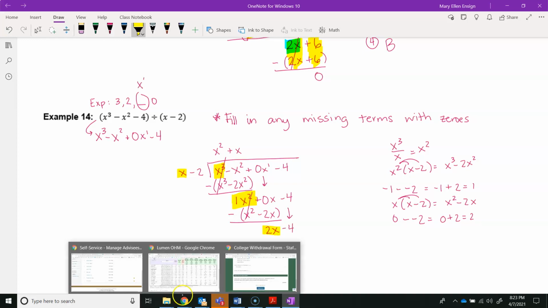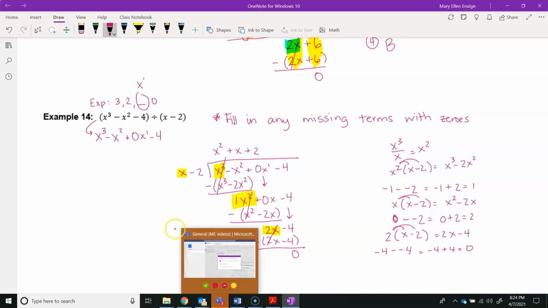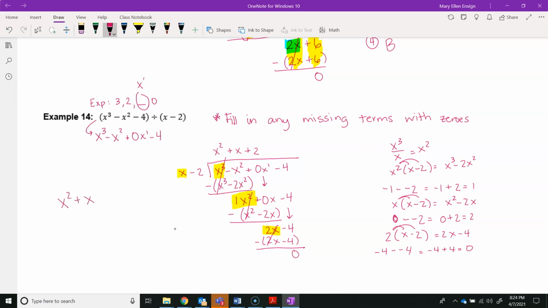And I do this one more time. 2x divided by x is 2, or you can think x times 2 gives me 2x. 0 here, not a 6. 2 times x minus 2 gives me 2x minus 4. 2x minus 4. Subtract, that cancels out. Negative 4 minus negative 4 is negative 4 plus 4, which is 0. Okay, so my quotient is x squared plus x plus 2.